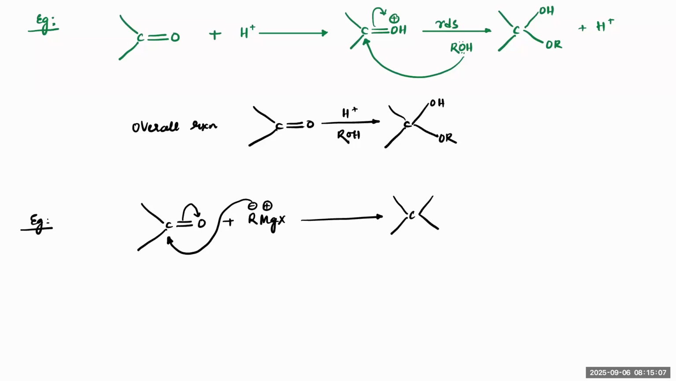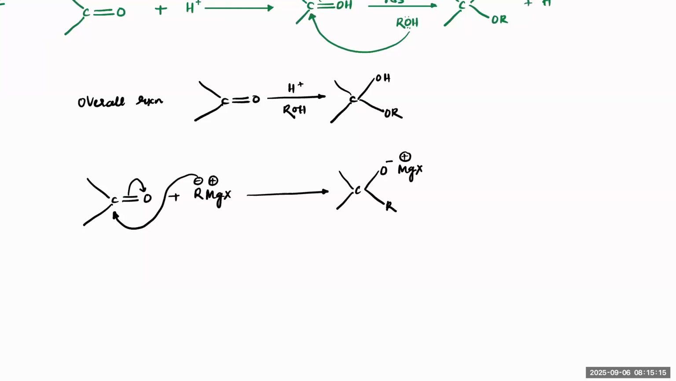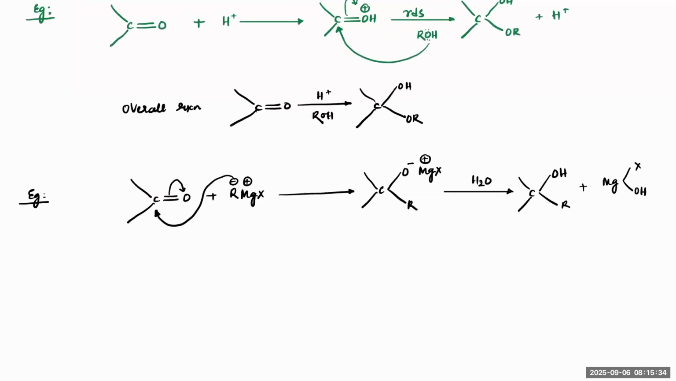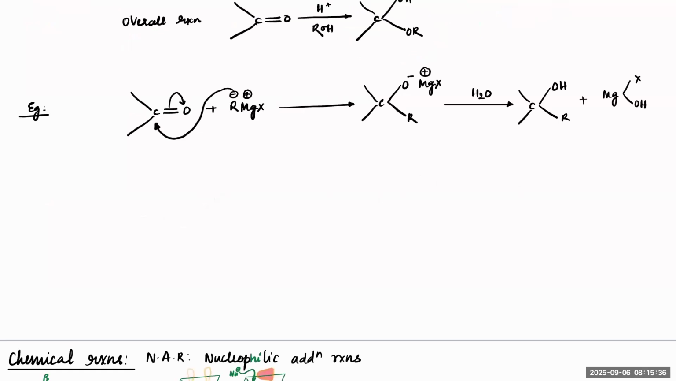So you will get this as O minus R, and the Mg plus MgX plus will get associated with oxygen. This is going to be formed, and this, if you treat with H2O, now O minus can take H plus, and magnesium can become X and OH. Okay, this is the product that you will get.